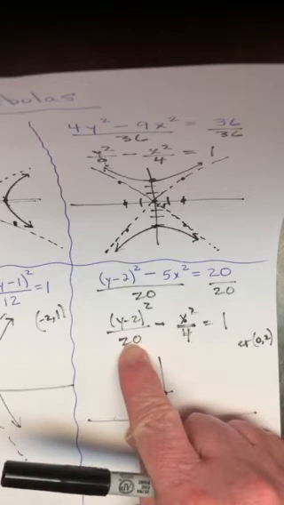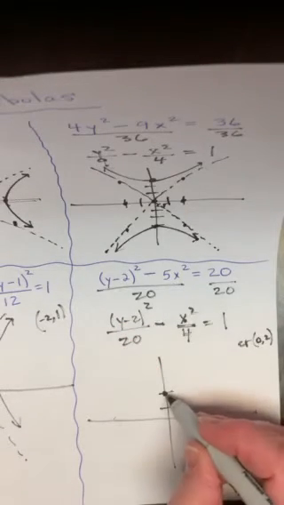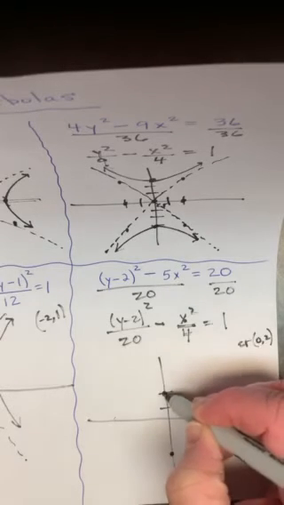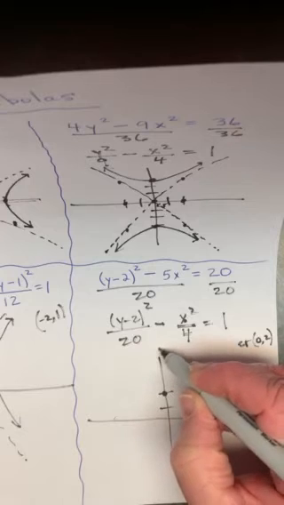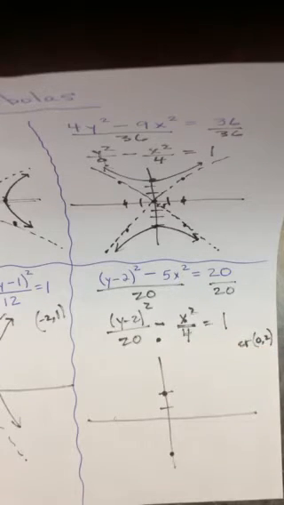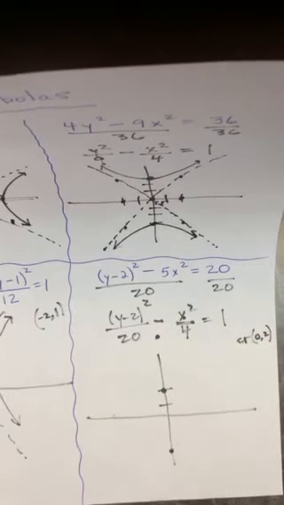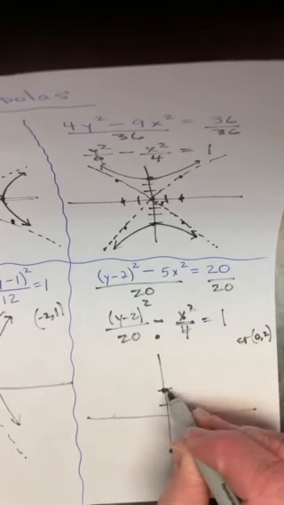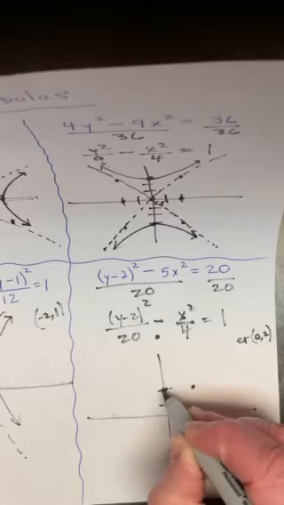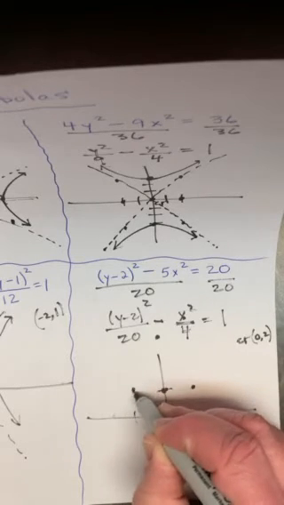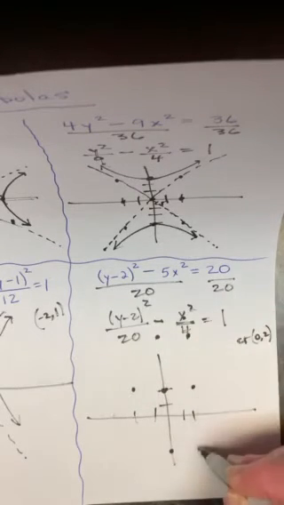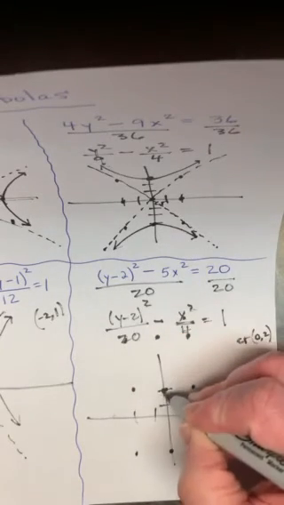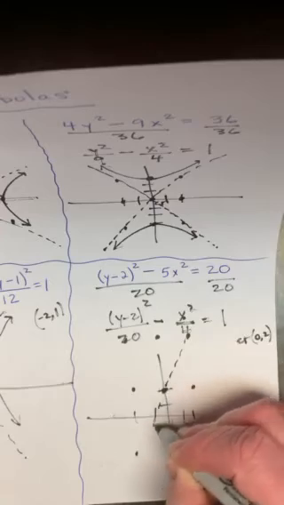The y squared has a 20 under it. The square root of 20 is 4.5. So I'm going to go down 4.5 and up 1, 2, 3, 4.5. So I'm getting real close to the problem there. The x squared has a 4 under it, so big deal. From the center, I'm going to go right 2 and left 2. Put a corner, a corner, a corner, and a corner, an asymptote, and an asymptote.